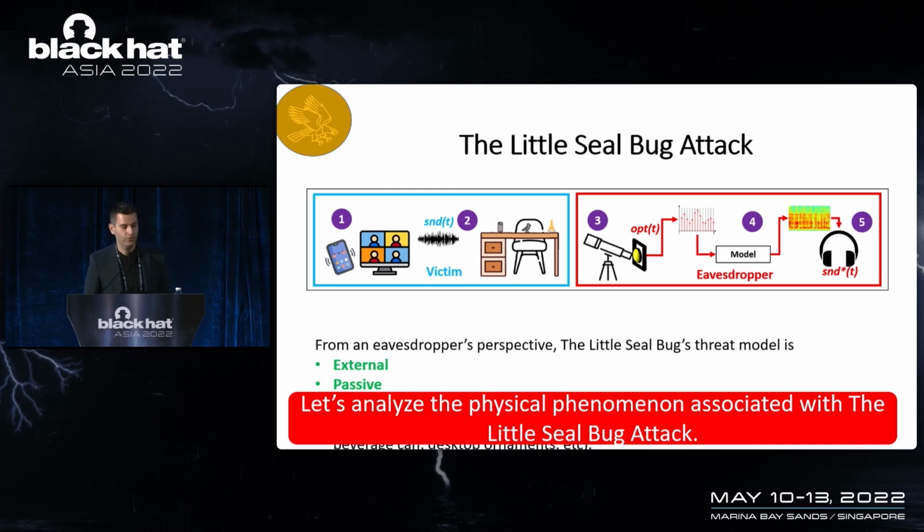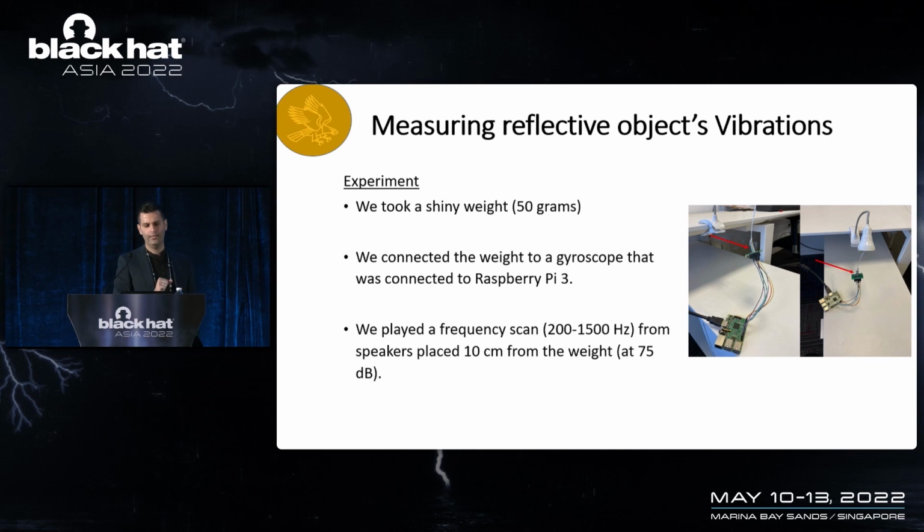Okay, thank you. So let's review the needed science behind why the attack actually works. First of all, I want to convince you that any lightweight object that you take vibrates according to the sound played near it. To do so, we conducted an experiment where we took a shiny weight, about 50 grams, and connected it to a gyroscope that was also connected to a Raspberry Pi 3. You can see it on the right side.